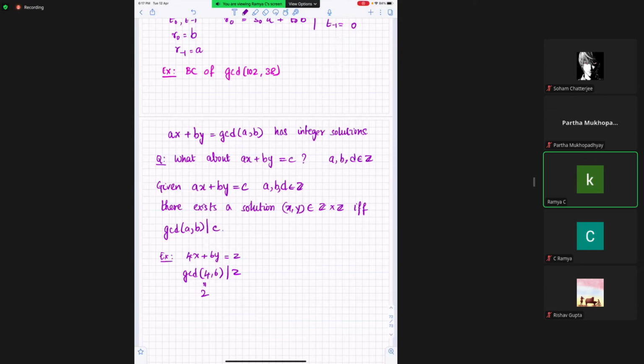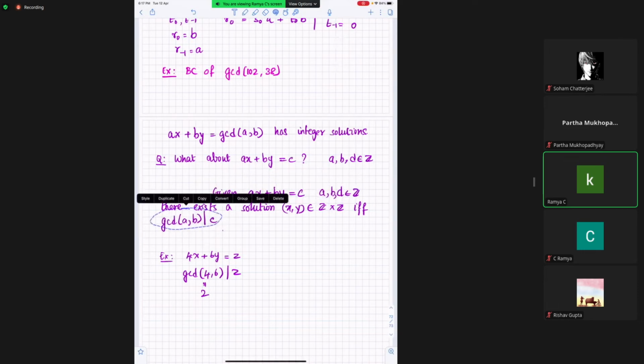So whatever we saw so far, we will have to prove this. You can try to prove this. It's not a hard proof, but we can also do it. Whatever we did so far tells us how to characterize solutions for linear Diophantine equations. That's what we have done.